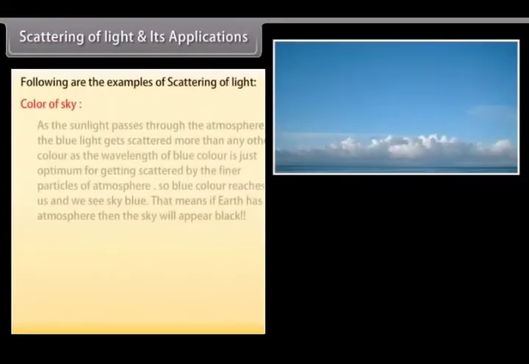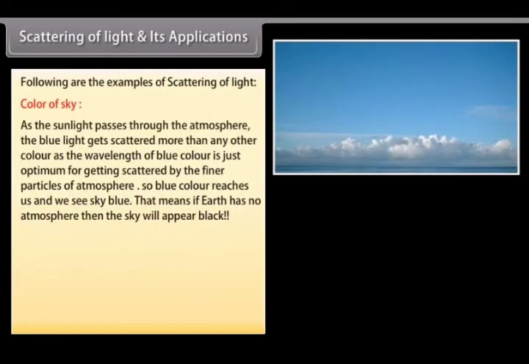Following are the examples of scattering of light. As the sunlight passes through the atmosphere, the blue light gets scattered more than any other color, as the wavelength of blue color is just optimum for getting scattered by the finer particles of the atmosphere. So blue color reaches us and we see the sky blue. That means if Earth has no atmosphere, then the sky will appear black.